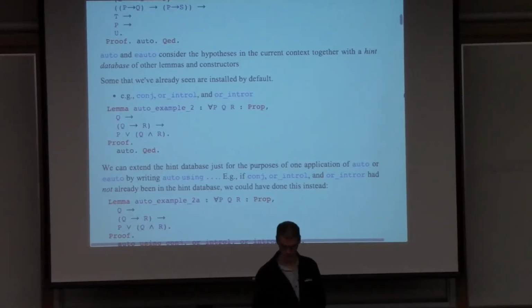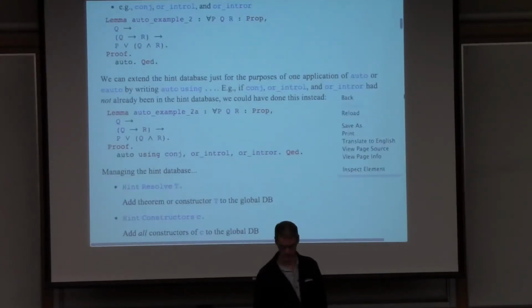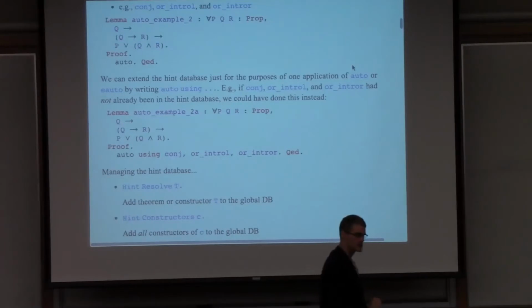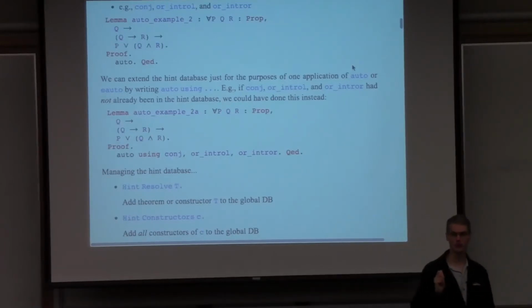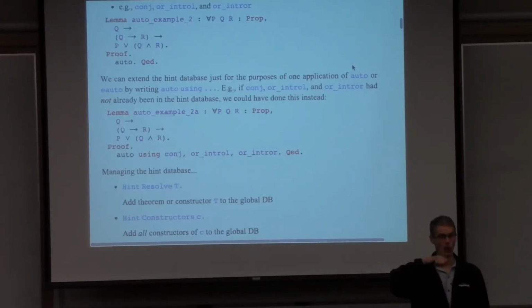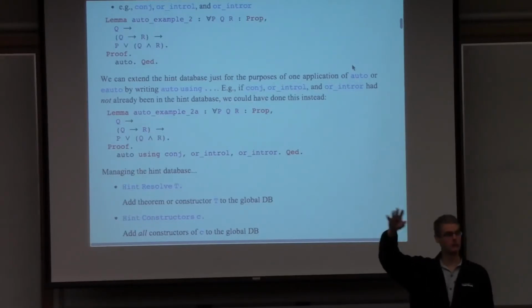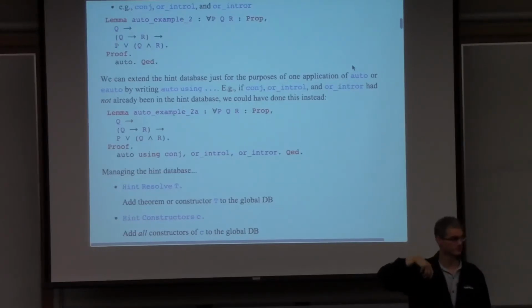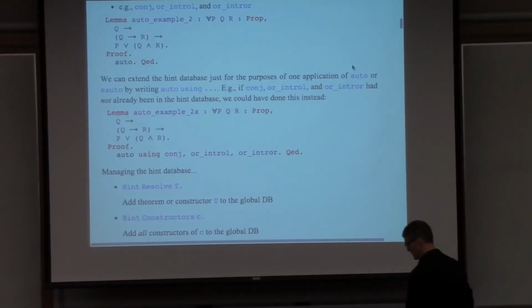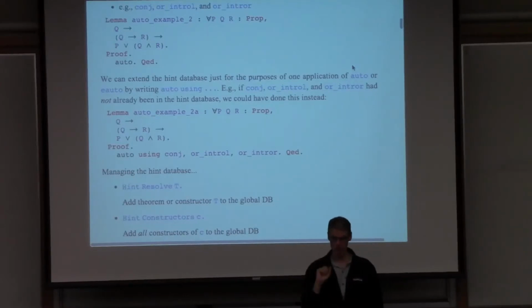When you define something, one more thing. You can locally extend the hint database when you use auto. You can say auto using and give the name of a couple of lemmas that need to be applied at this point somewhere during the proof search. So that's kind of a temporary extension of the hint database.